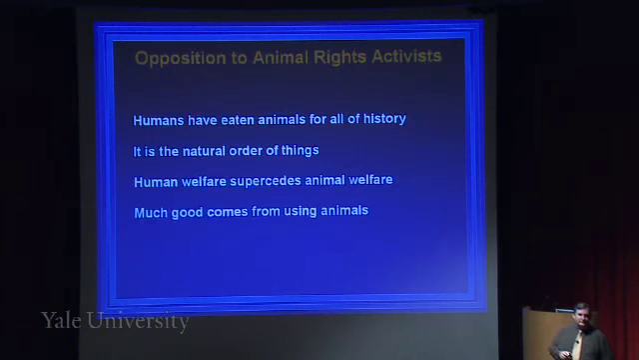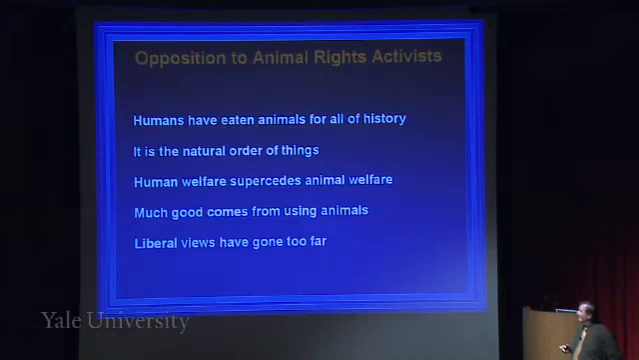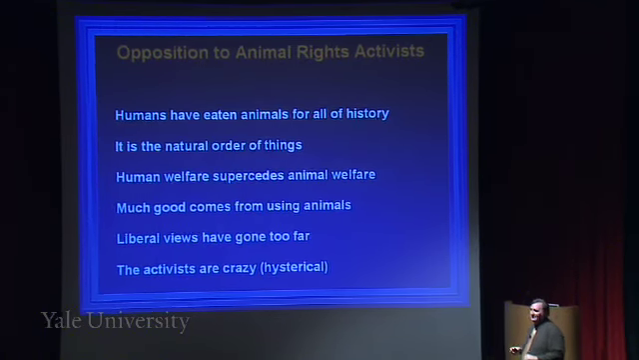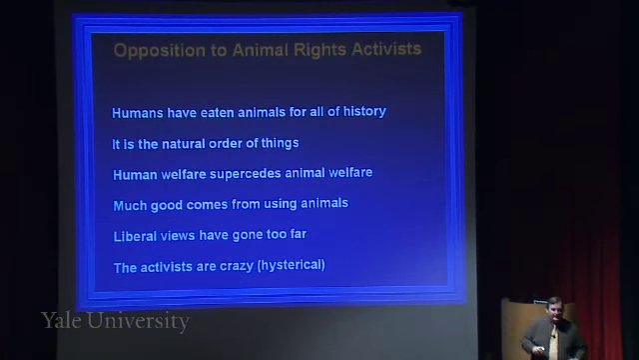They say that much good comes from using animals. That is, human subsistence is a social good here, and there are many people who make their livelihood from raising animals, and many people who are in the economic chain that supports that. They say the liberal views have gone way too far on this. And then, as usual, when one group is opposed to another, they tend to vilify the people. They can vilify the ideas, but then you can vilify the people as well. And so the characterization of these people as out of control, hysterical, crazy, is quite common from that point of view.